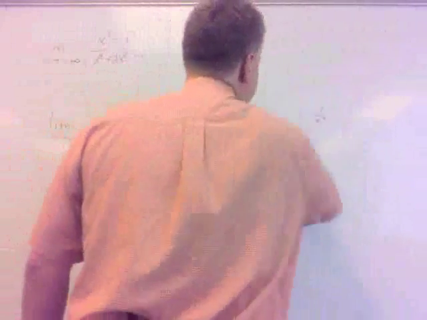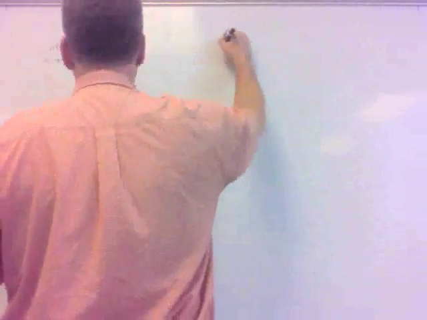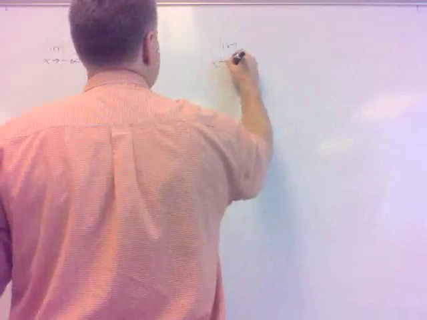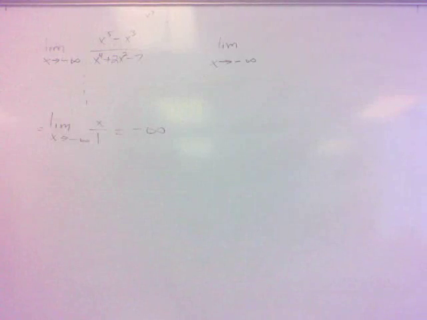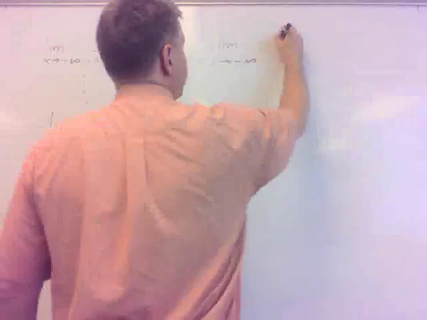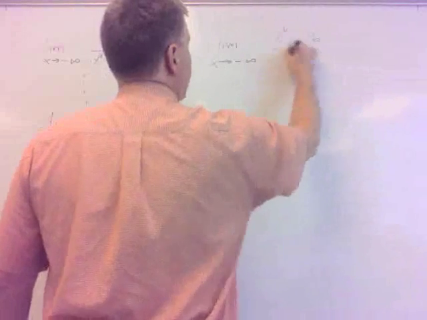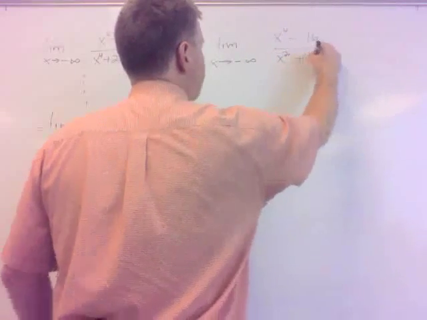All right, one more of those, because that's a little bit tricky. What if we're going to negative infinity, and it's x to the 4th minus 16 divided by x squared plus 5?